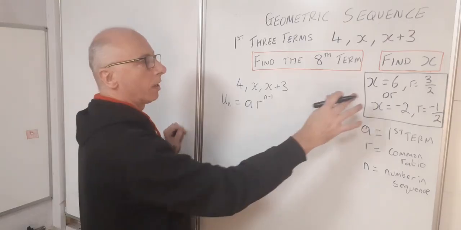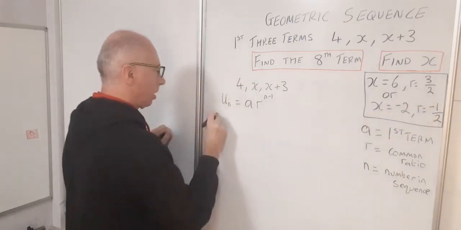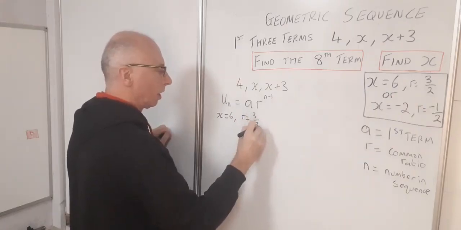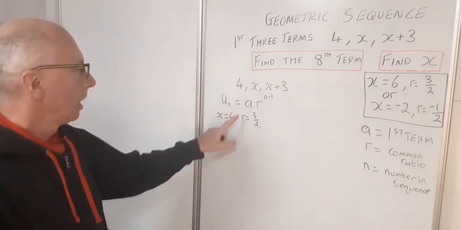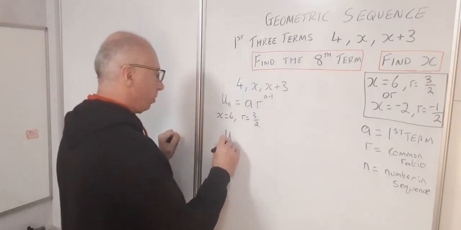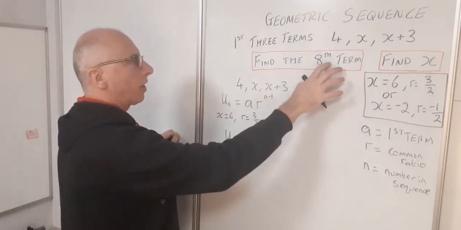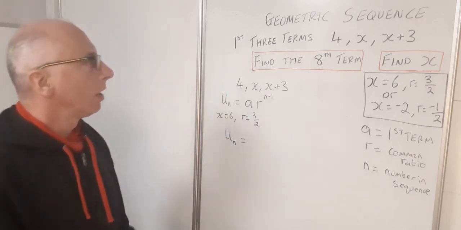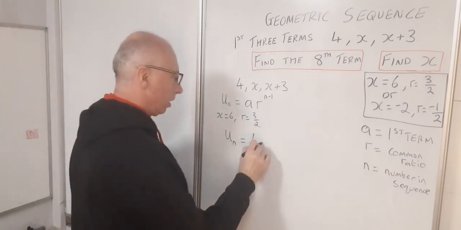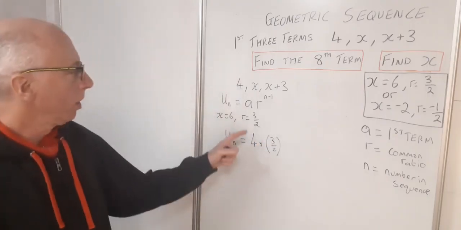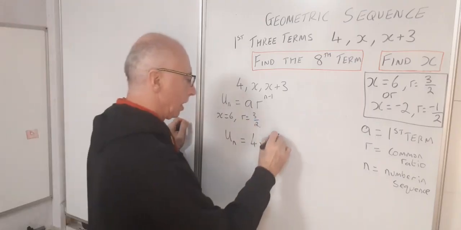So using this one here, x equals 6 and r equals 3 over 2. Let's deal with this one first. So first term is 4. So therefore u of n, let's find the nth term first. We'll get the 8th one after. So it equals 4 times 3 over 2 to the power of n minus 1.